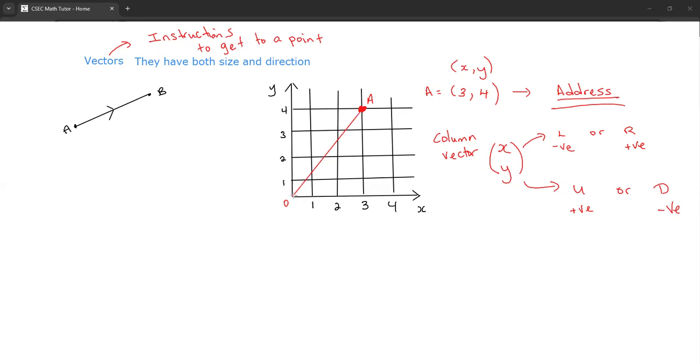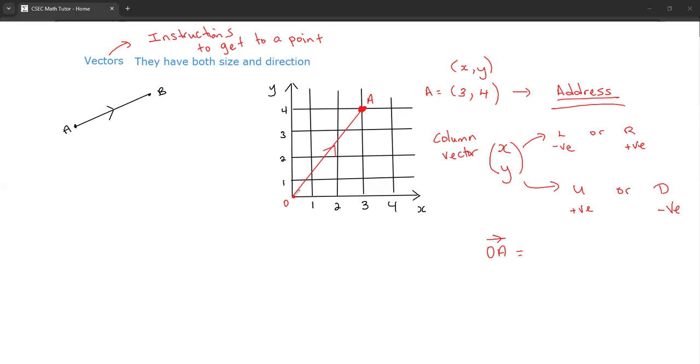Now, vectors are used with lines and arrows to show the direction in which you're moving. So you could either see it drawn like this, or you might see it written like this, where it shows that you're moving from O to A, and you have the arrow on top to show the direction in which it moves. Now, this is telling me the instruction. So if they ask me for OA, they want the instructions to get from O to A.